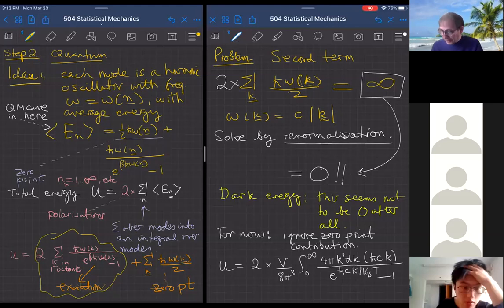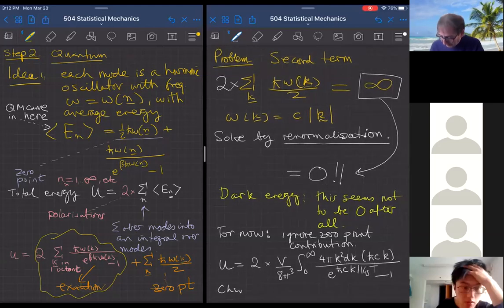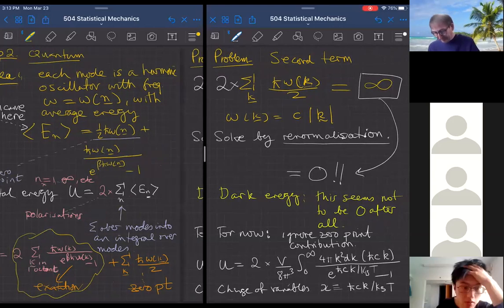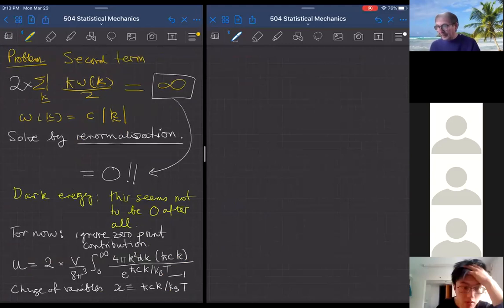the final formula. So now what we're going to do is make a change of variables. We're just going to define x to be h bar c k over Boltzmann's constant T. And then when we do that, what we get is that u is equal to, okay, and now this is a class question. So look at the formula on the left-hand side, at the bottom for the energy, and work out for yourself how many powers of temperature there are going to be there.